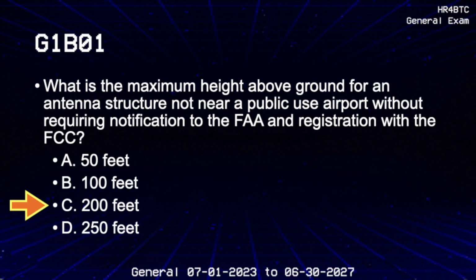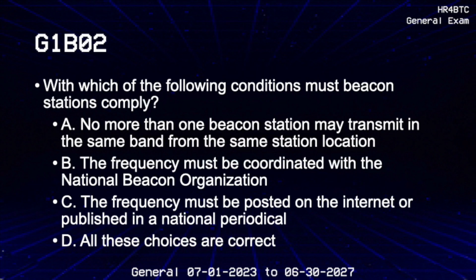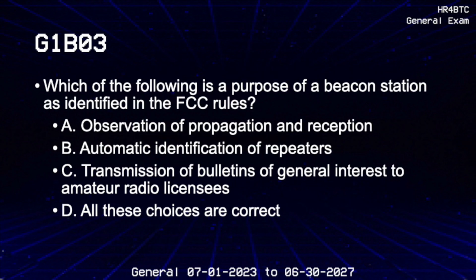200 feet. With which of the following conditions must beacon stations comply? No more than one beacon station may transmit in the same band from the same station location. Which of the following is a purpose of a beacon station as identified in the FCC rules? Observation of propagation and reception.